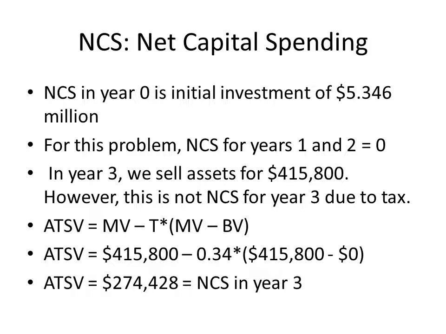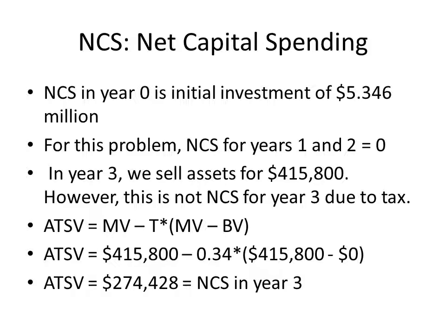Now we're going to calculate net capital spending. Net capital spending in year 0 is simply our initial investment of $5.346 million. The problem referred to those as fixed assets, I believe. For this problem, our net capital spending for years 1 and 2 is 0. The reason is that they haven't mentioned any other acquisition of capital goods in those years or anything that we would need to do there. Now, in the real world, you may have additional capital expenditures in those years, so you need to always be on the lookout for that. You can't just assume it will be 0.